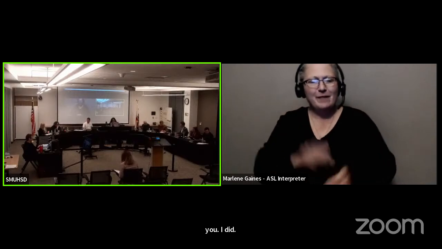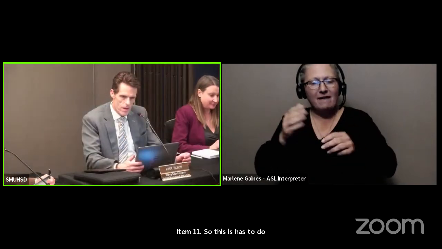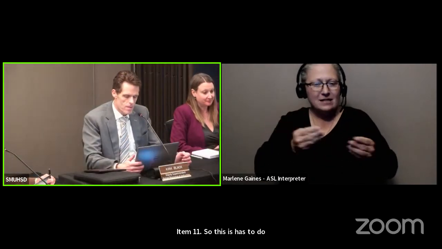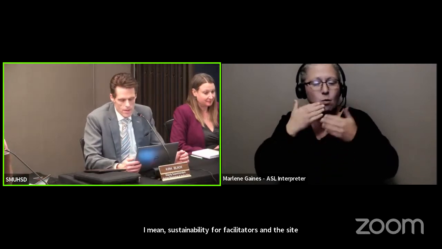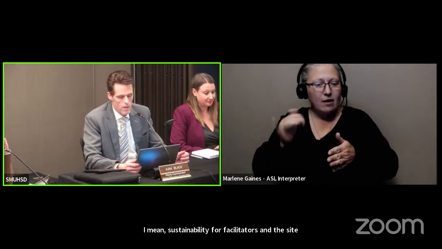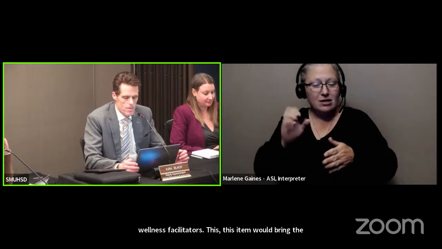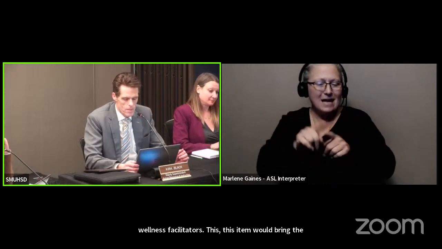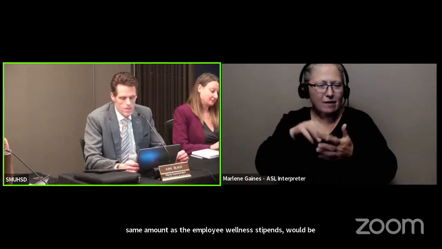Item 11. This has to do with our site sustainability facilitators. We have the site sustainability facilitators and the site wellness facilitators. This item would bring the site sustainability facilitator stipend up to the same amount as the employee wellness stipends, from $2,500 to $3,300. It would cost $6,000 annually.